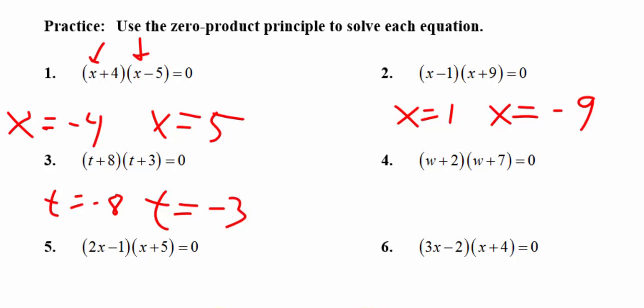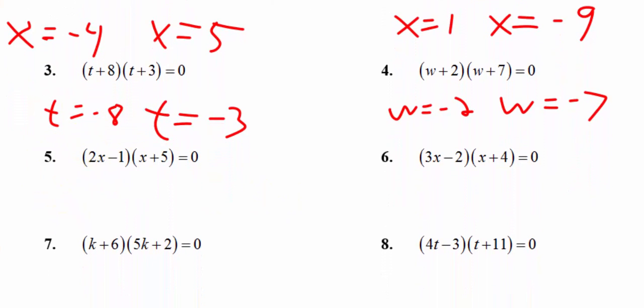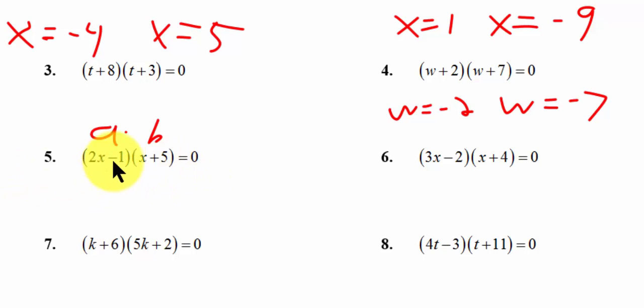Now, number 4, again, w equals negative 2. No big deal. But look at number 5. That's a little tricky. Let me erase this answer because I want to write above number 5. For number 5, remember, think of this as A and B. And remember the rule: if A times B equals 0, either A is 0 or B is 0. So you have to figure out what value would make A 0. If you're not sure by just looking at it, take A and set it equal to 0.